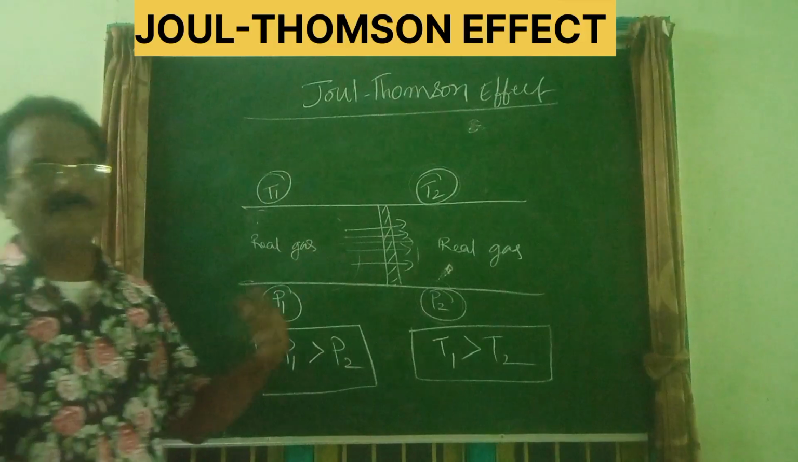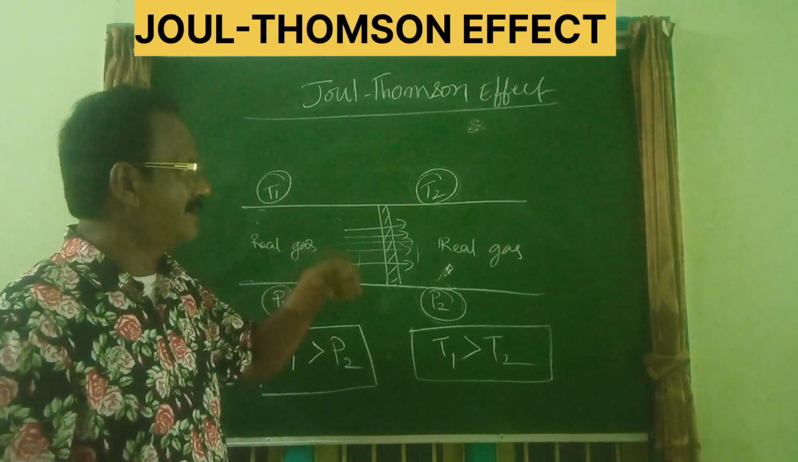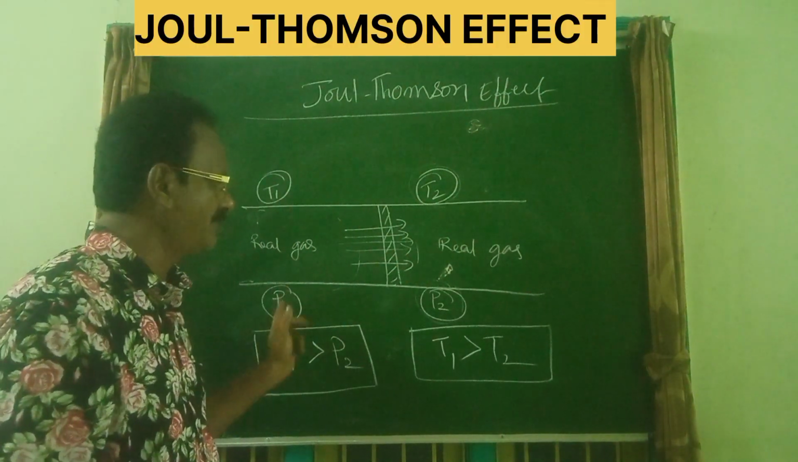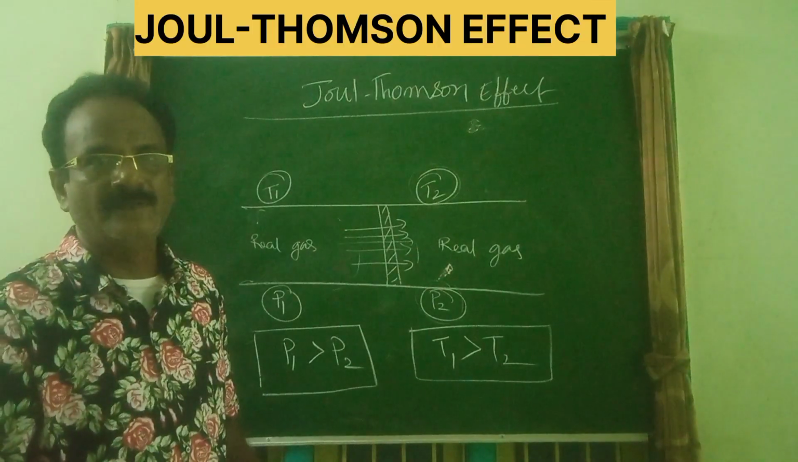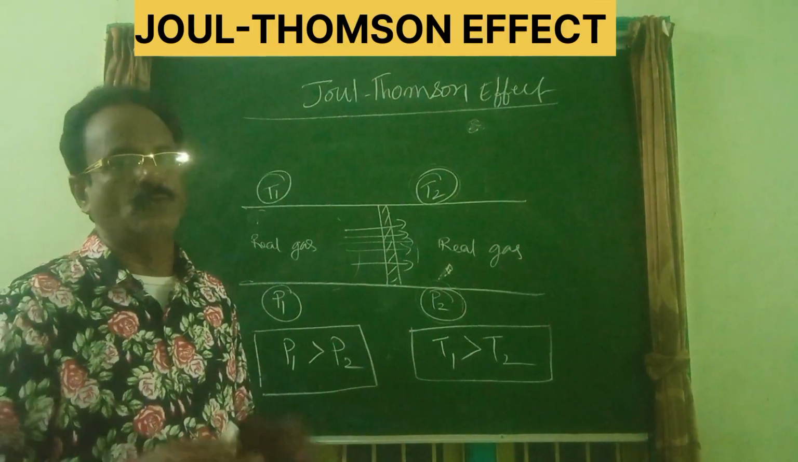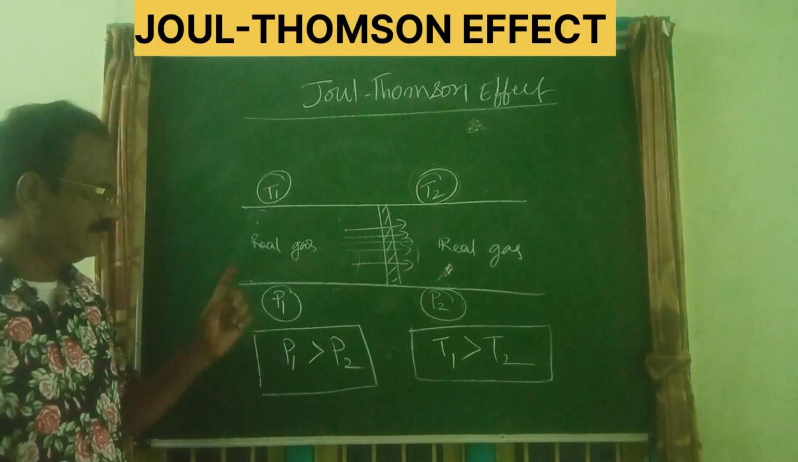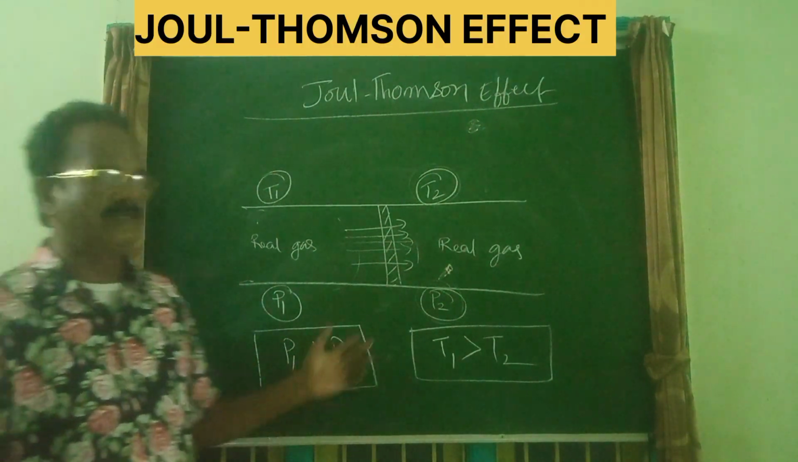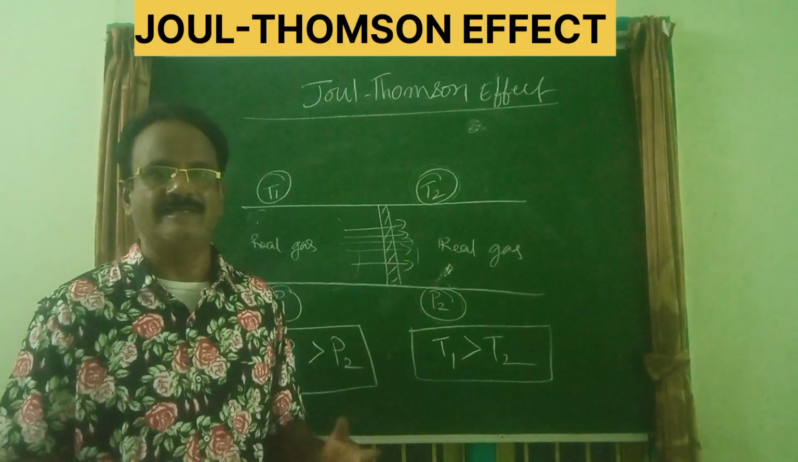When you allow the real gas to expand through the porous plug, then the temperature changes from T1 to T2 and pressure changes from P1 to P2. This is the low pressure region. During this, the gas gets cooled. So the conditions during Joule-Thomson effect are P1 is greater than P2, T1 is greater than T2. Let us go through the theory.